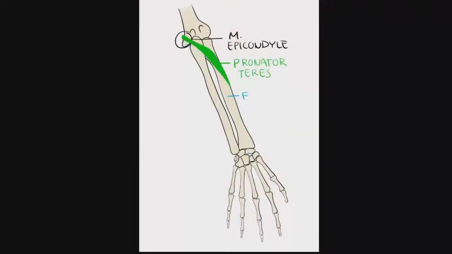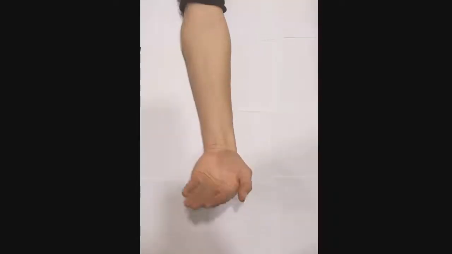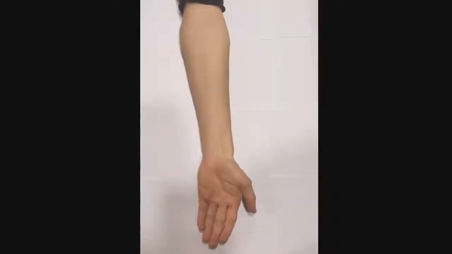The next muscle down is Flexor Carpi Radialis, shown in light blue. This muscle originates from the medial epicondyle and attaches to the base of metacarpals 2 and 3. It is innervated by the median nerve and acts to flex and abduct the wrist.